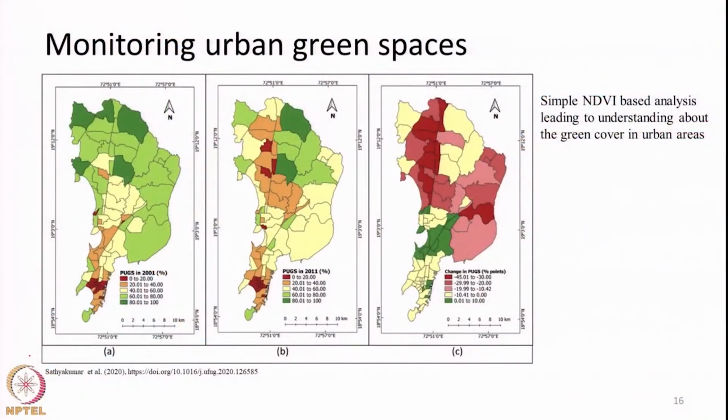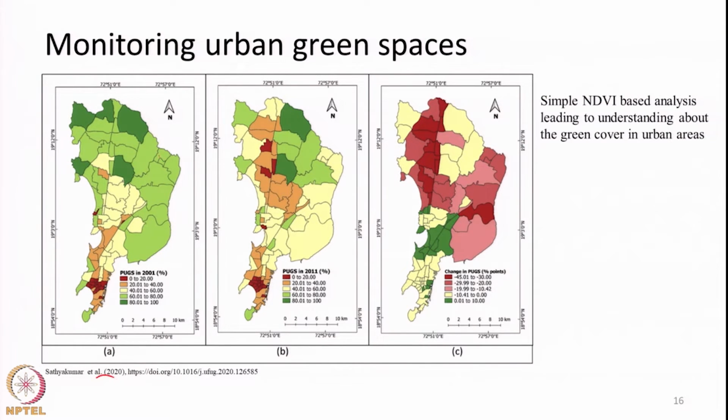We need not even do LULC classification. Say if our interest is in identifying the change in green spaces over a city, even a simple NDVI map and careful analysis over such data will provide us huge information. One such study is being cited here. One of our own students from IIT Bombay has done this work.